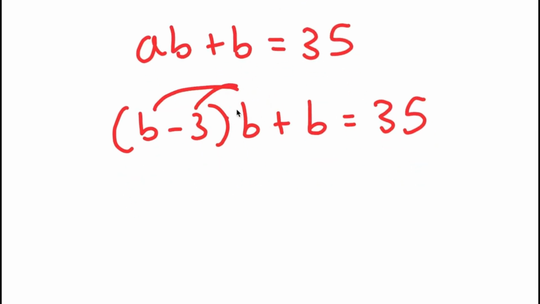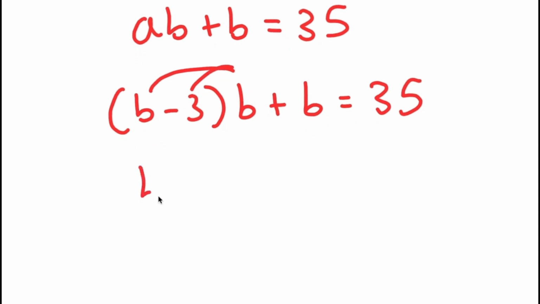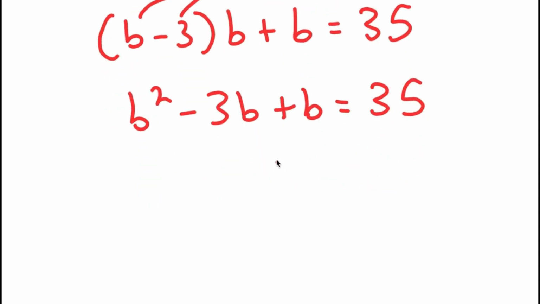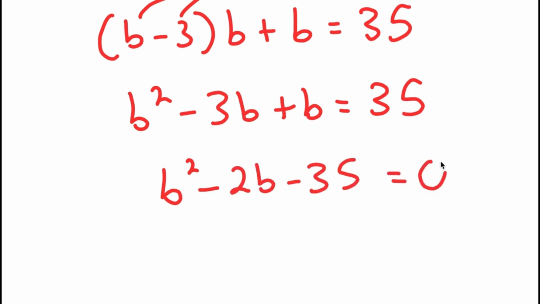What I'm first going to do is distribute the B. B times B is B squared, and B times negative 3 is negative 3B. And now I have this plus B, which is equal to 35. And negative 3B plus B is equal to negative 2B. And if I subtract 35 on both sides, I get B squared minus 2B minus 35 is equal to 0.